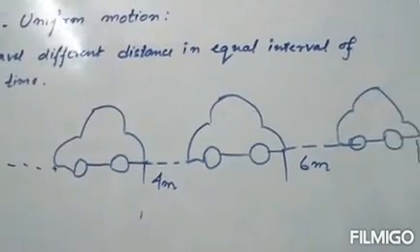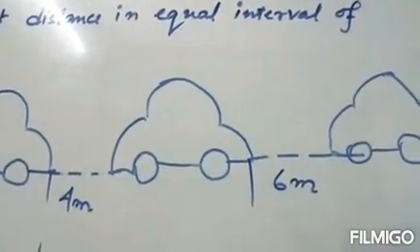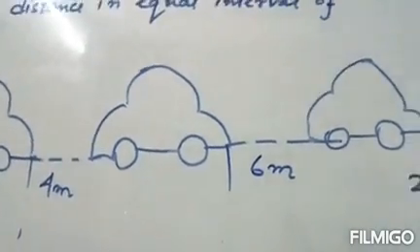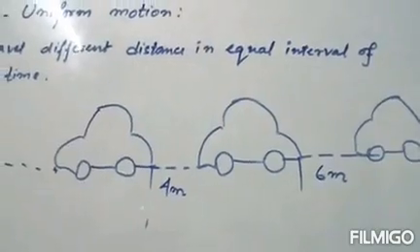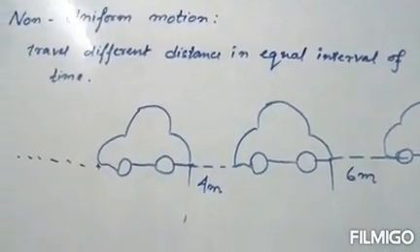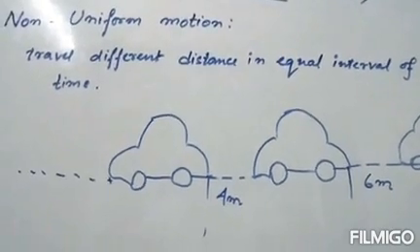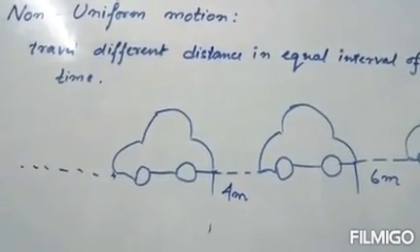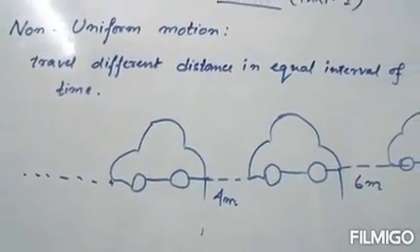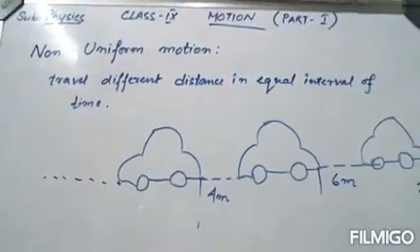Now suppose in the next 1 second, it has covered only 2 meters. That means its speed has decreased again. So once increasing, once decreasing. This type of motion, which does not cover equal distance although the time interval is the same, is known as non-uniform motion.